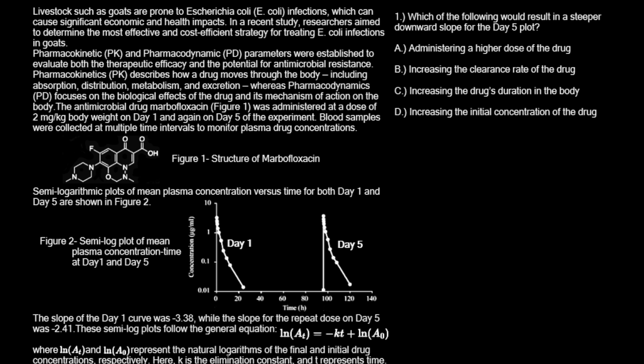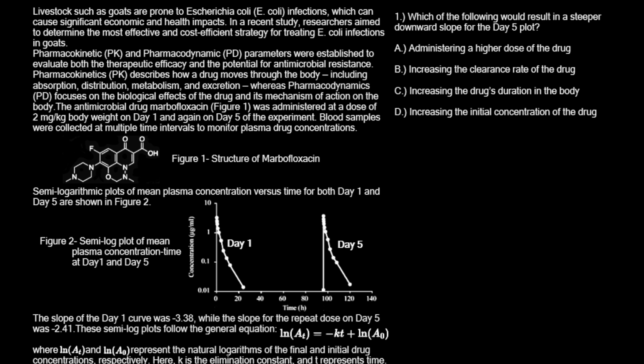Pharmacokinetics (PK) and pharmacodynamics (PD) parameters were established to evaluate both the therapeutic efficacy and the potential for antimicrobial resistance. Pharmacokinetics (PK) describes how a drug moves through the body, including absorption, distribution, metabolism, and excretion. Whereas pharmacodynamics (PD) focuses on the biological effects of the drug and its mechanism of action on the body.